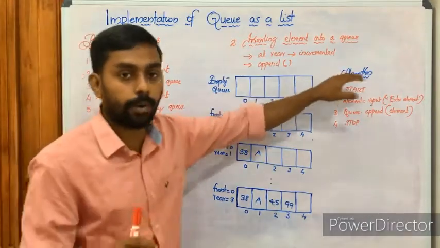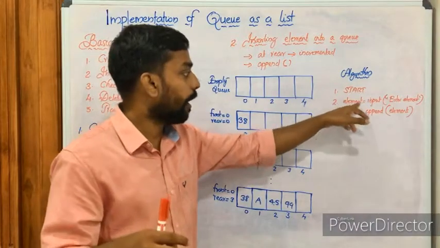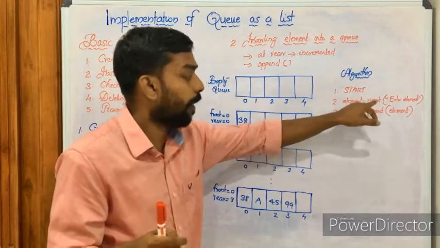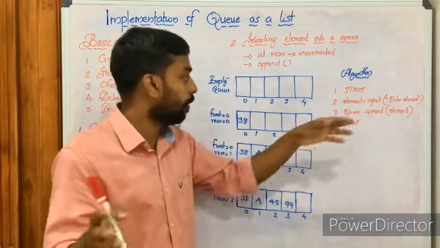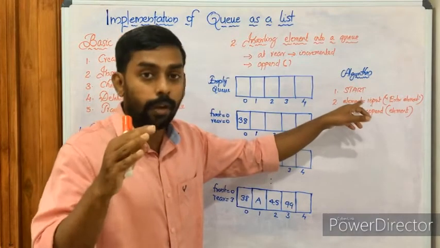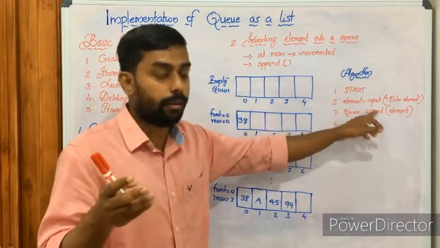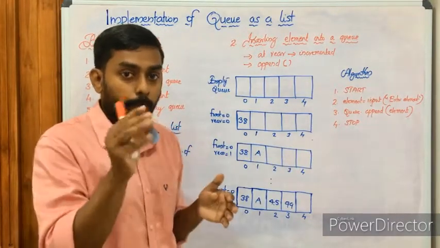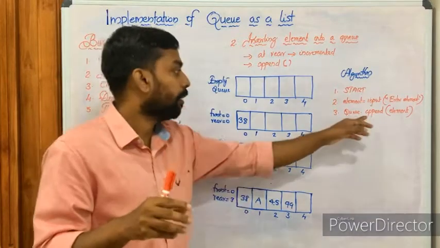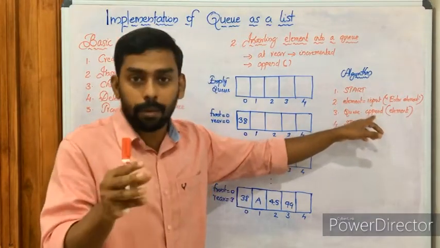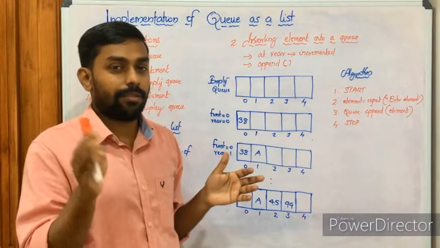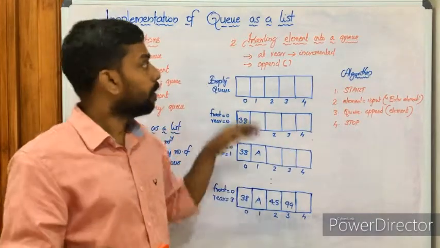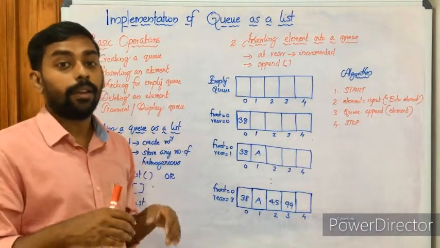Then we can look at the algorithm. Very simple. We start, then element equals input, enter the item to be inserted into the queue. So the value will be like 38, A, 99, 4.5, whatever it is, which will be stored in element. Then using the function append, q.append(element), it will place the element at the proper position in the queue. So the implementation is very simple, but the operation seems somewhat complex, right? Then finally stop. So this is all about inserting an element into a queue.